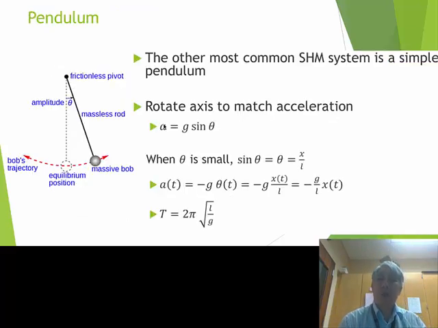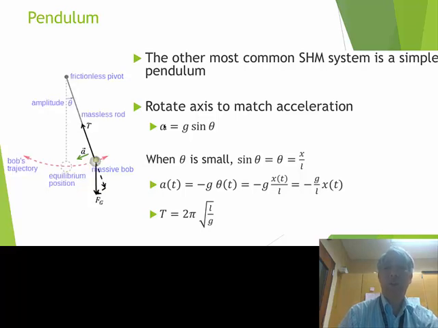Here's the situation for a pendulum, the other most common SHM system that we'll investigate. In this case, we need to rotate the axis to match acceleration. So my acceleration is going to equal g sine theta, if you remember from our ramp days. When theta is small, sine theta is going to pretty much equal theta, or x over L, where L is the length, x is the horizontal displacement.